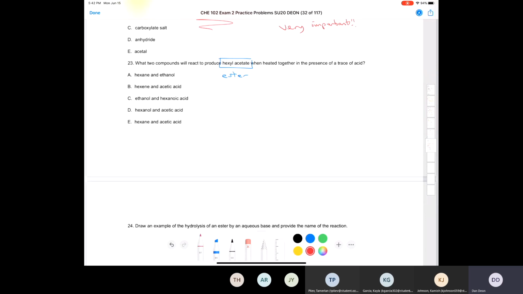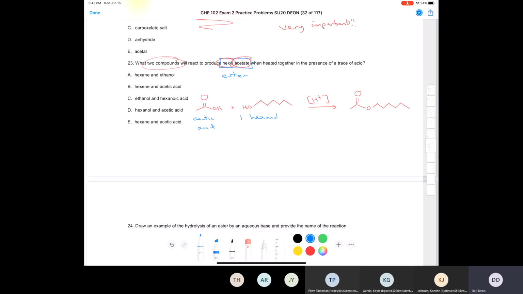And I went over this in my videos. The acetate comes from the carboxyl portion, and the hexyl comes from the alcohol portion. So if I want to draw hexyl acetate, acetate comes from acetic acid, and hexyl comes from hexanol. So we have 1, 2, 3, 4, 5, 6. So how would I form that compound? It says a trace of acid. What are the two compounds? I would need acetic acid and hexanol.